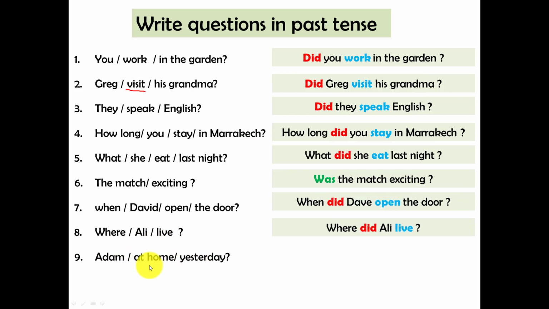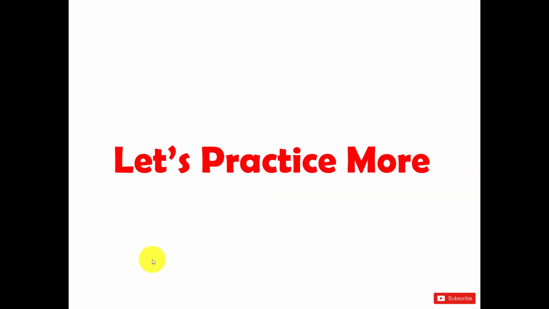What is the verb here? We don't have one. So we are going to use the verb to be. So which verb to be goes with Adam? Was. So was Adam at home yesterday? Good job. So if we have the verb in the sentence, we put did. If we don't have a verb in a sentence, we put the verb to be. Okay? So let's practice more.